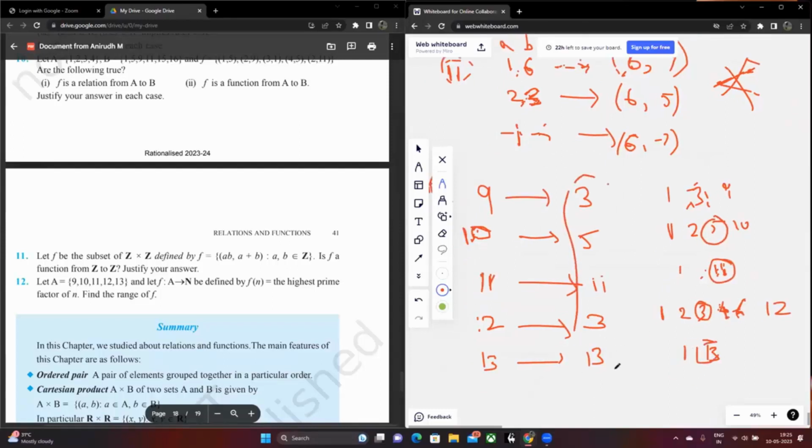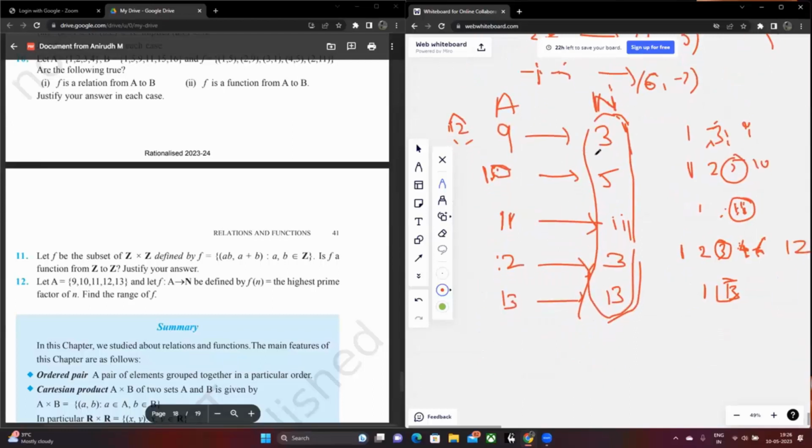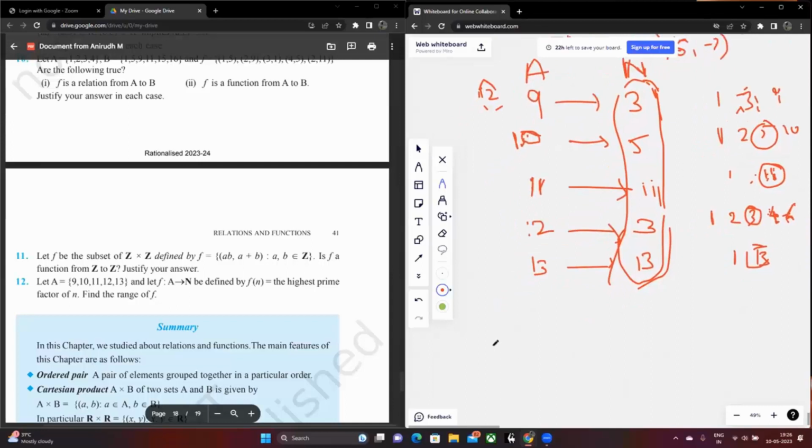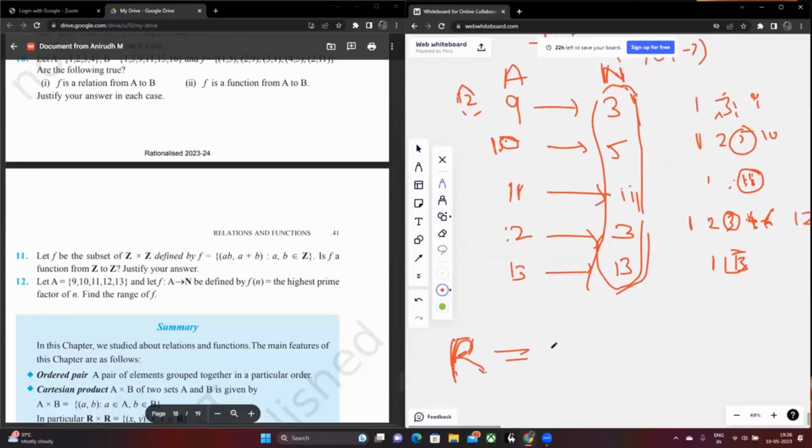So you have these numbers being mapped. In the set of natural numbers, this is A, and this is the set of natural numbers N. I'm not listing everything out, I'm just writing down whatever has been mapped to. So your range is basically whatever you map each element to. So your range is basically the set 3, 5, 11, and 13. That's it. Fine, guys, that finishes the whole chapter.